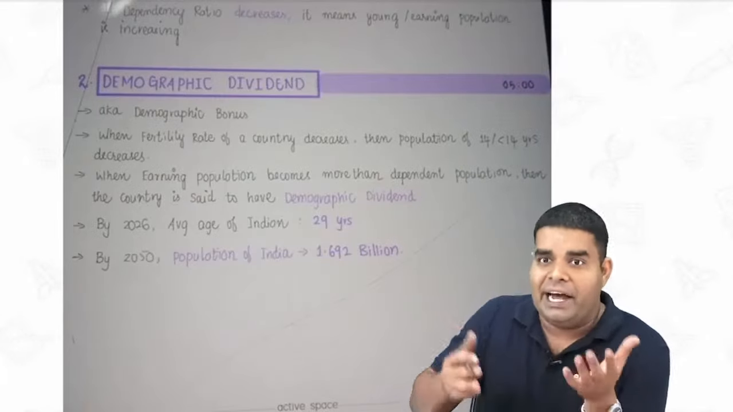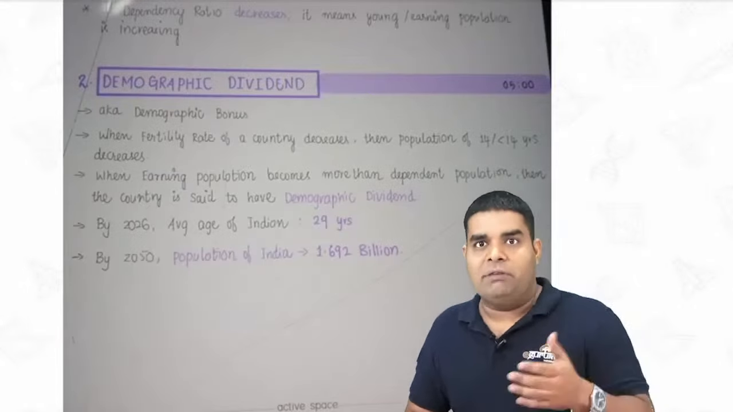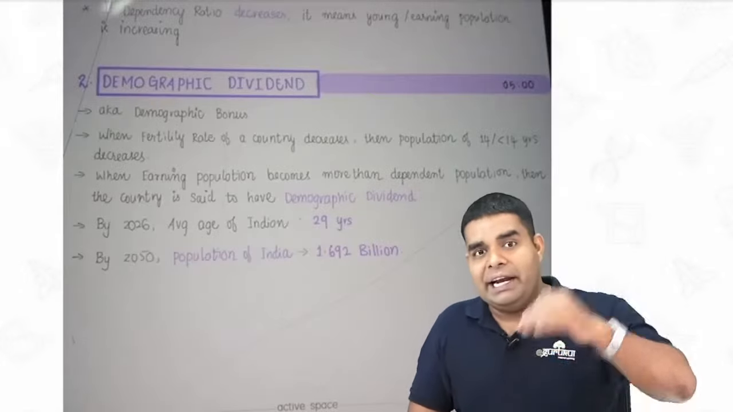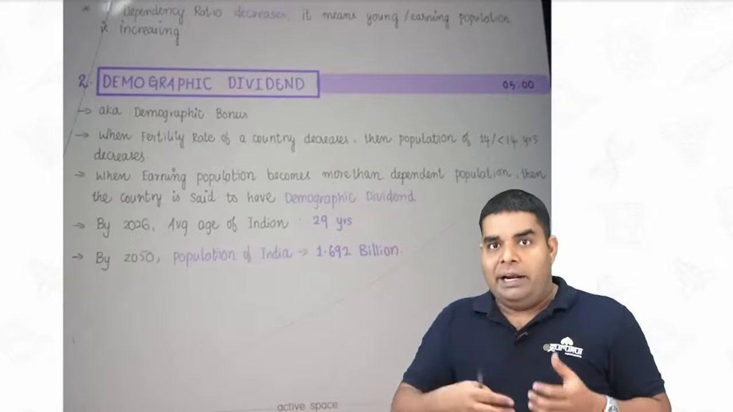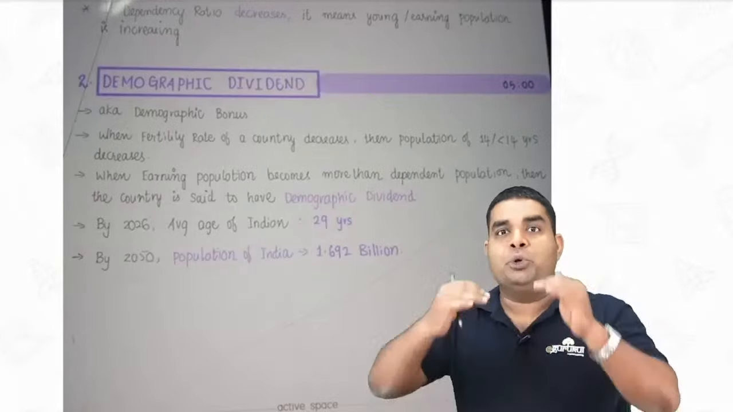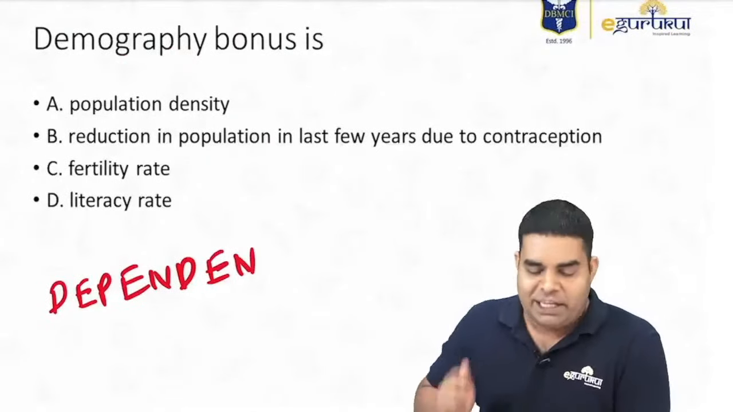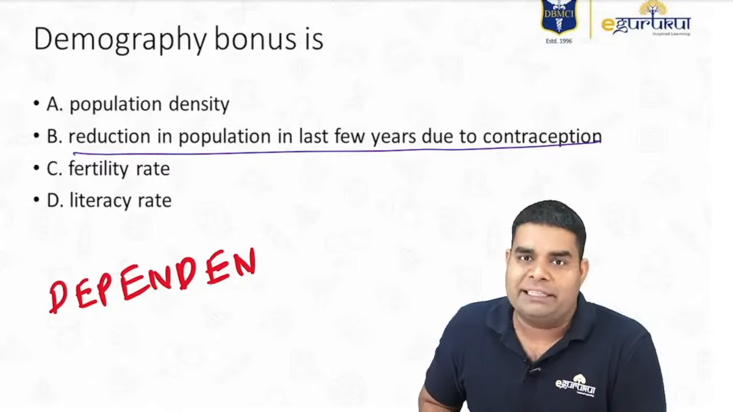Like currently in India the fertility rate is decreasing, and our total fertility rate is reaching close to 2.1. So currently India is getting this demographic bonus, and we now have a less dependent population. The dependency ratio is decreasing due to low fertility rate. So what is demographic bonus? This is reduction in population in the last few years due to contraception.